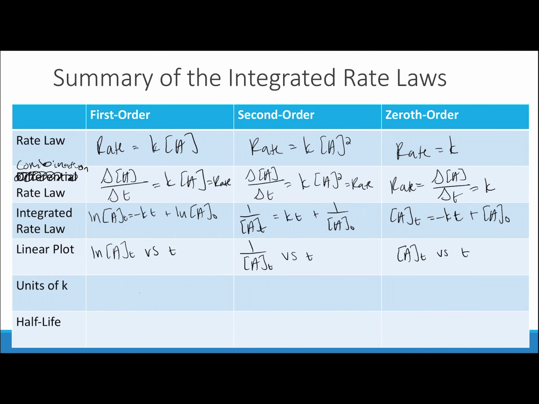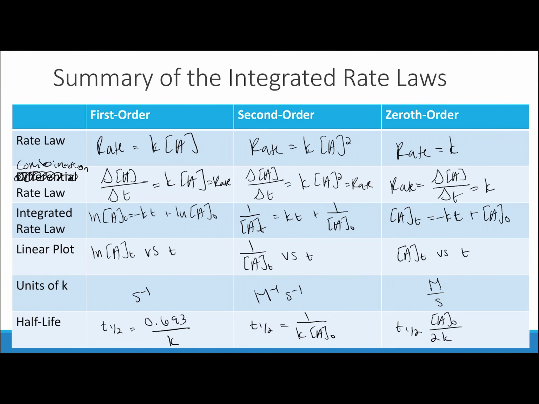Our units of k are seconds to the minus 1 for a first order process, molarity to the minus 1 seconds to the minus 1 for a second order, and then molarity divided by seconds for a 0th order. And then lastly, half-life: t1/2 is equal to 0.693 over k for a first order process, 1 over k[A]0 for a second order process, and then [A]0 over 2k for a 0th order process.